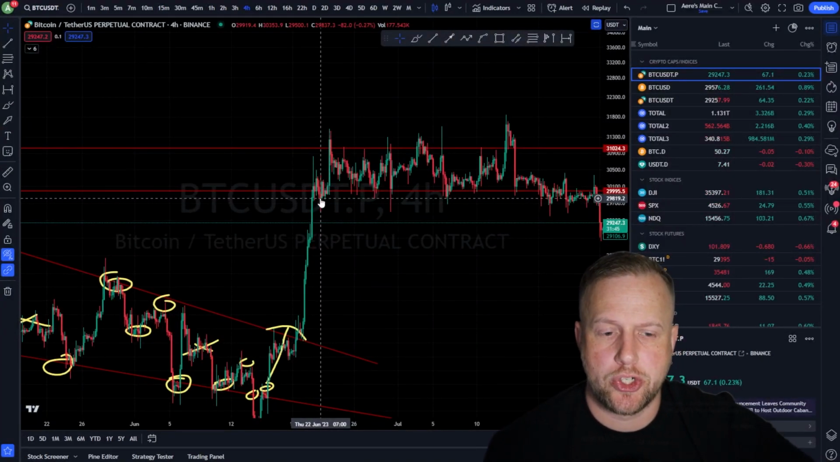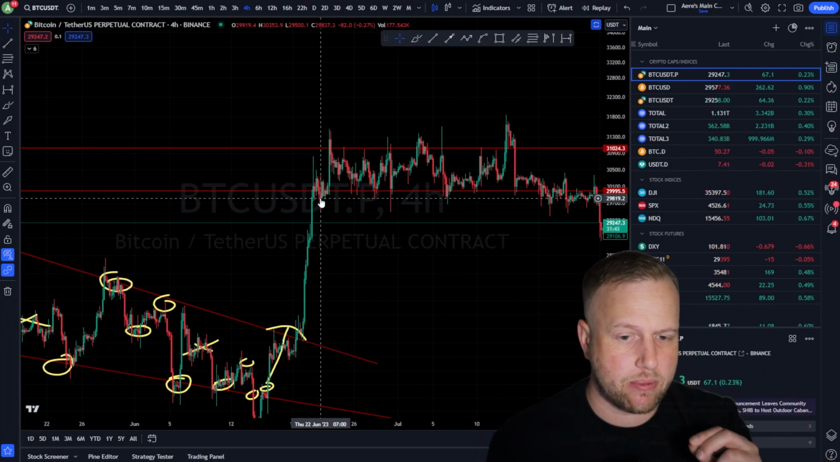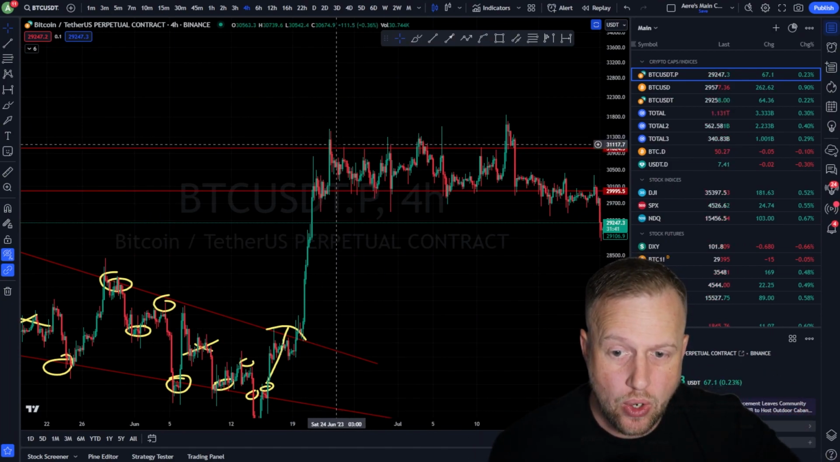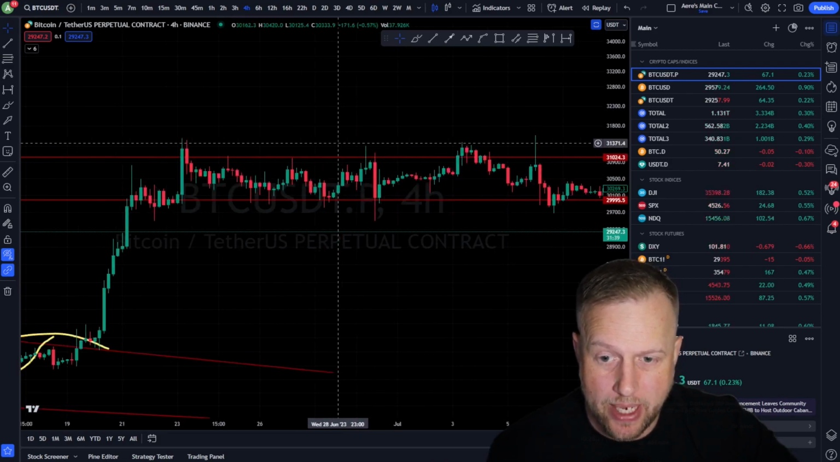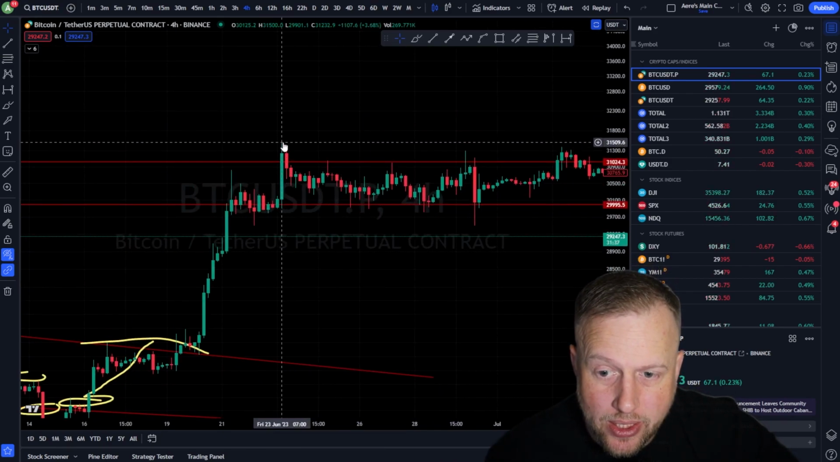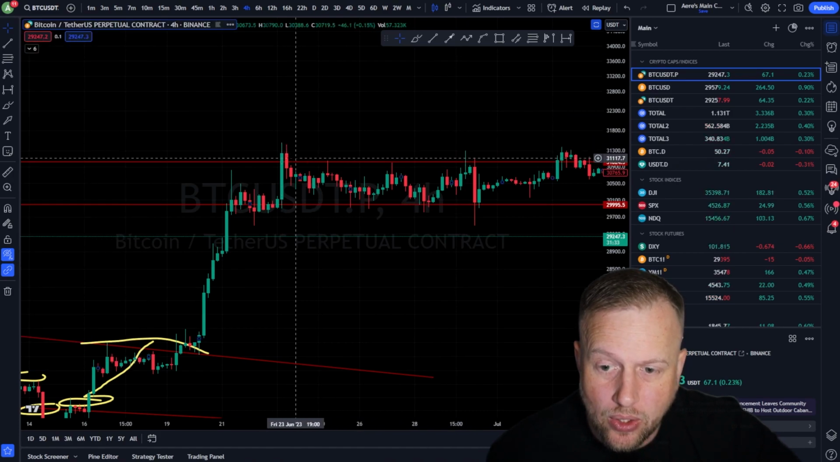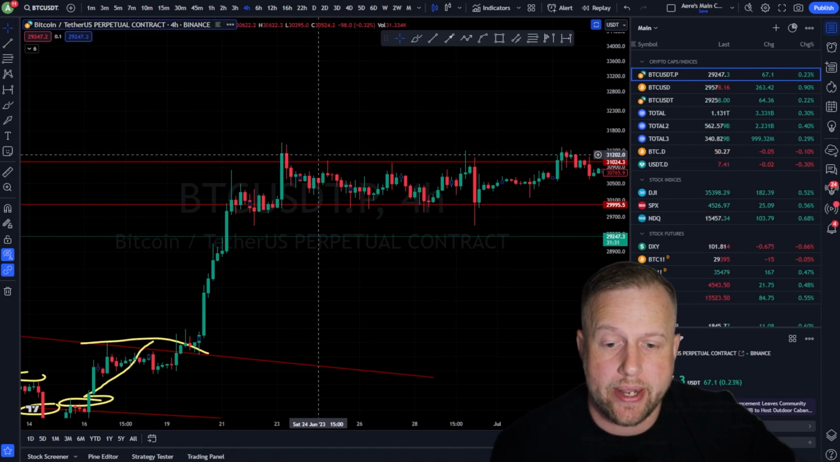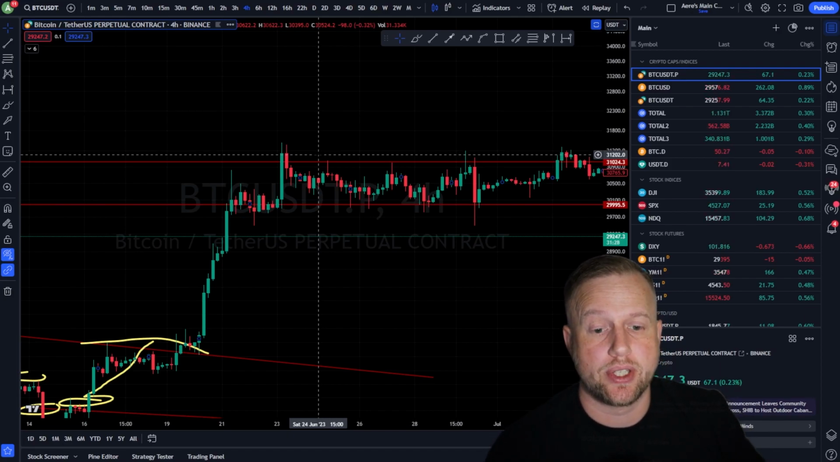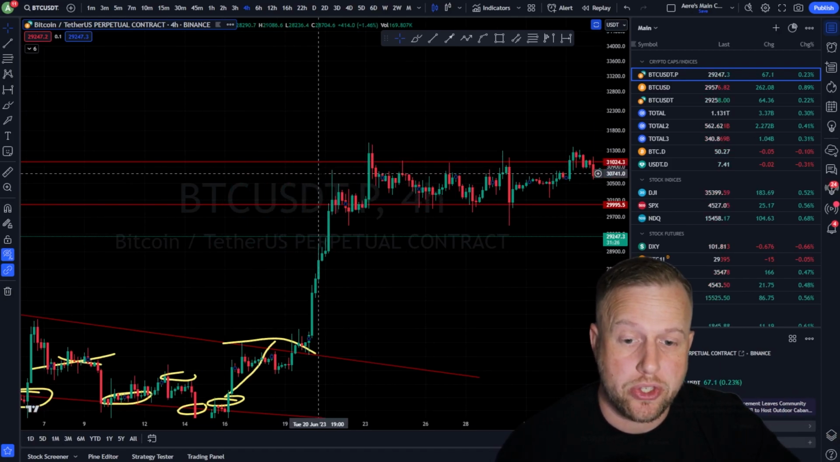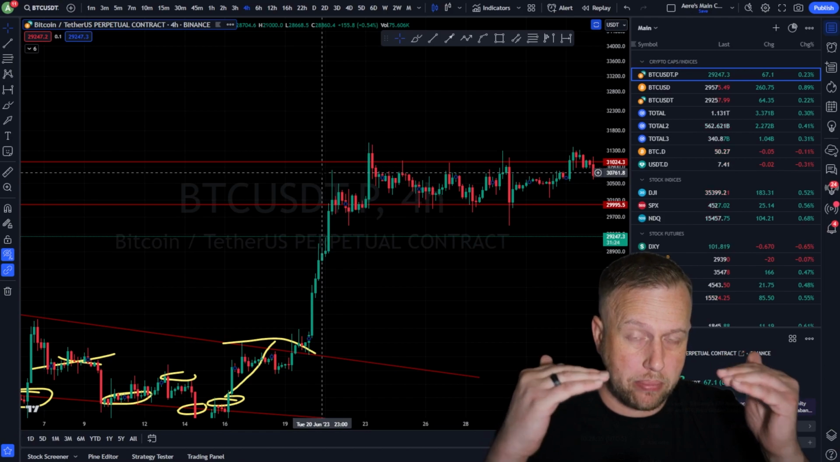Trend lines are drawn, and I get this question a lot. People ask me, do you draw it from wick to wick or from candle body to candle body? So do you draw your trend lines only using wicks, or do you only use candle bodies? Well, the answer to that question is you use both. You want to be as close to both as you can.